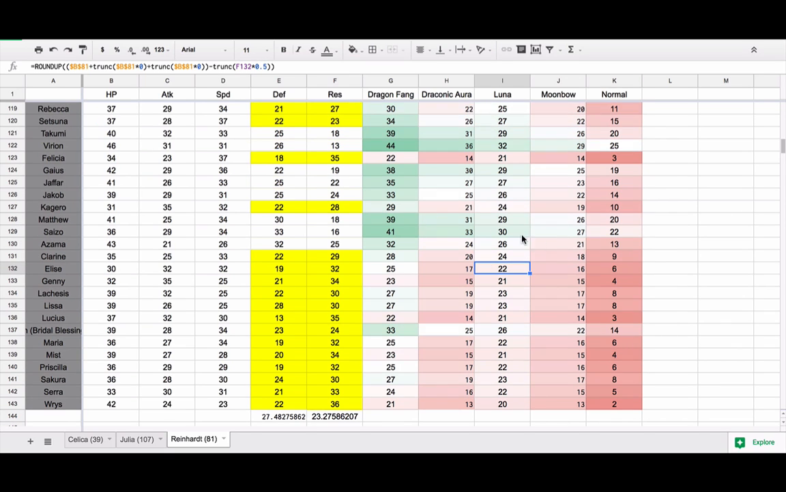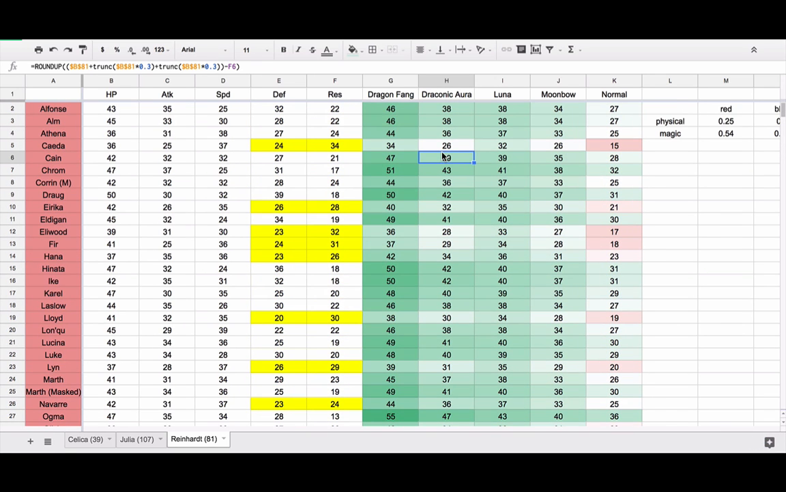So down here, this part of the spreadsheet is much more consistent, but up here it's a little weird, but it still does the same thing. But anyways, looking up here, for Alphonse, whose res is low, Dragon Fang does a lot, Draconic Aura and Luna do the same thing, and Moonbow does less, but it still does more than normal. Obviously, everything does more than normal.